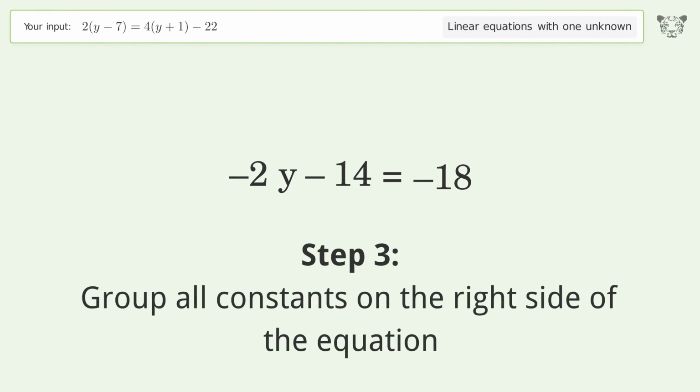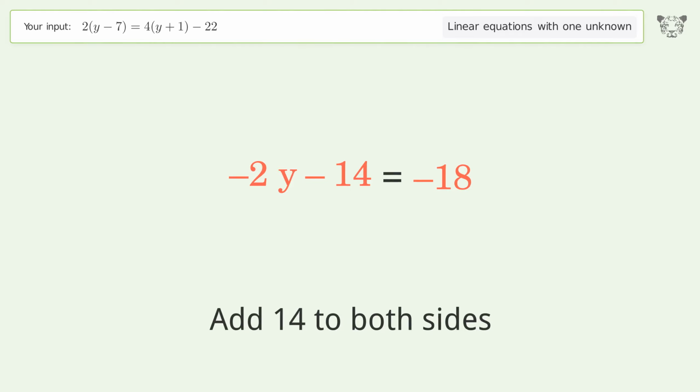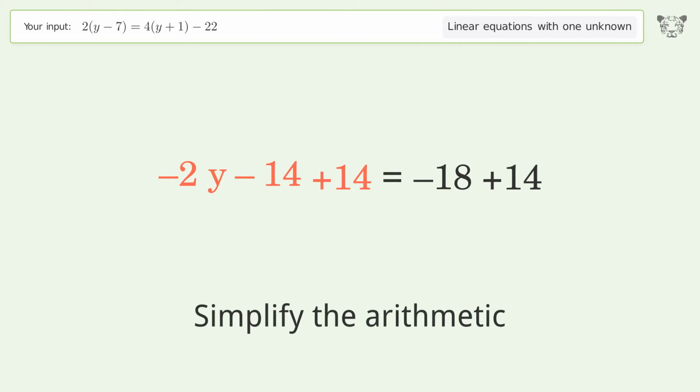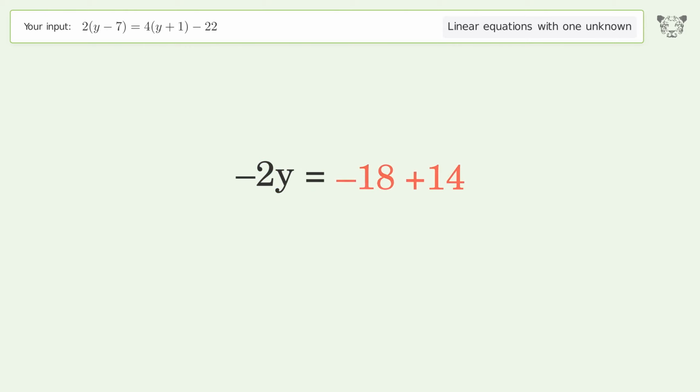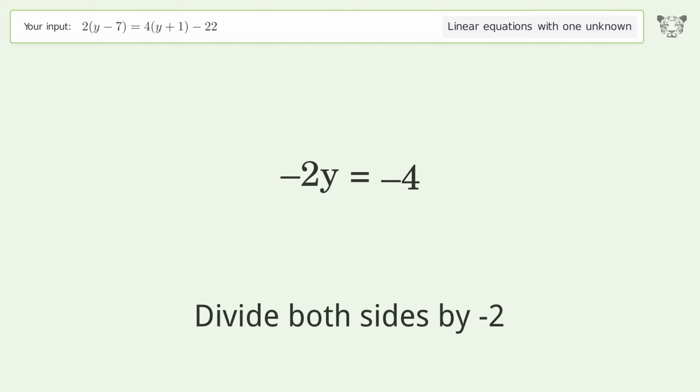Group all constants on the right side of the equation. Add 14 to both sides. Simplify the arithmetic. Isolate the y. Divide both sides by -2.